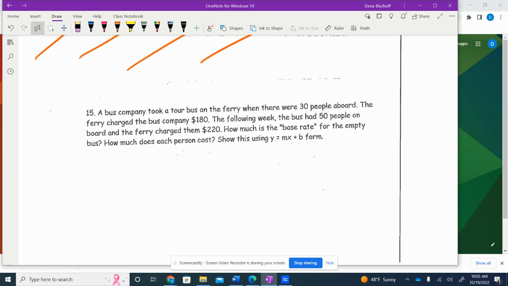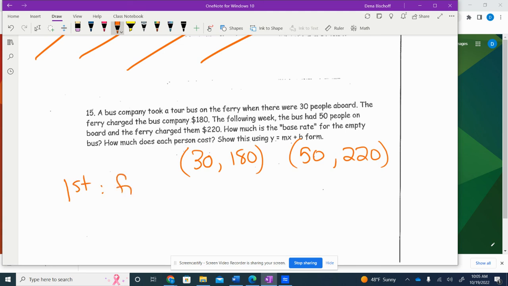Number 15, a bus company took a tour bus on the ferry where there were 30 people, and the ferry charged them $180. So for 30 people, the cost is $180. The following week, the bus had 50 people, and the cost was $220. So first, we're going to find slope.